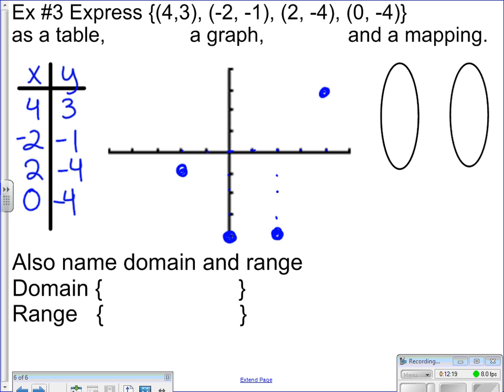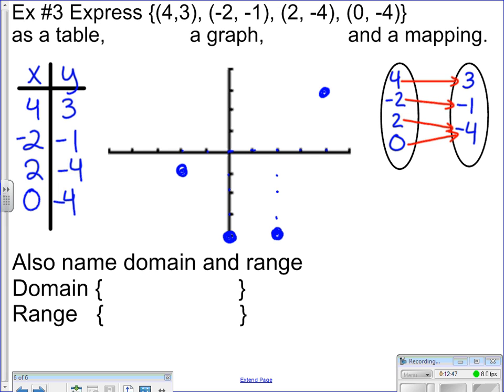Mapping. 4, -2, 2, then 0. And on the y side, 3, -1, -4. I'm not going to repeat the -4. Now I'm going to draw arrows. 4 to 3, -2 to -1, 2 to -4, 0 to -4.